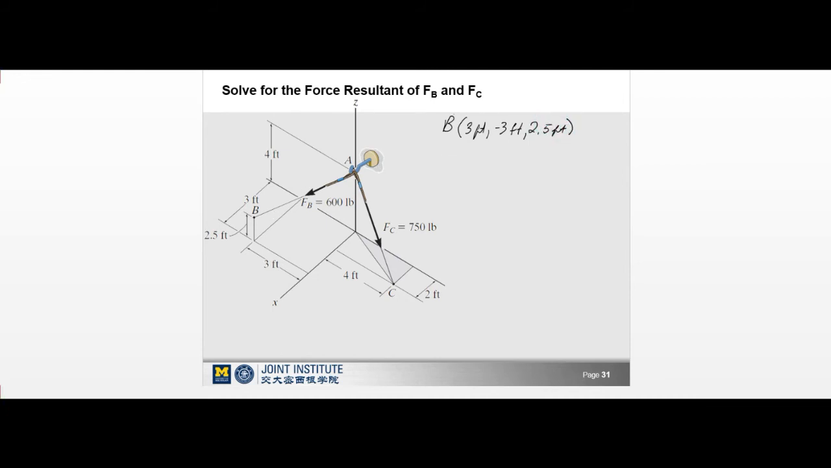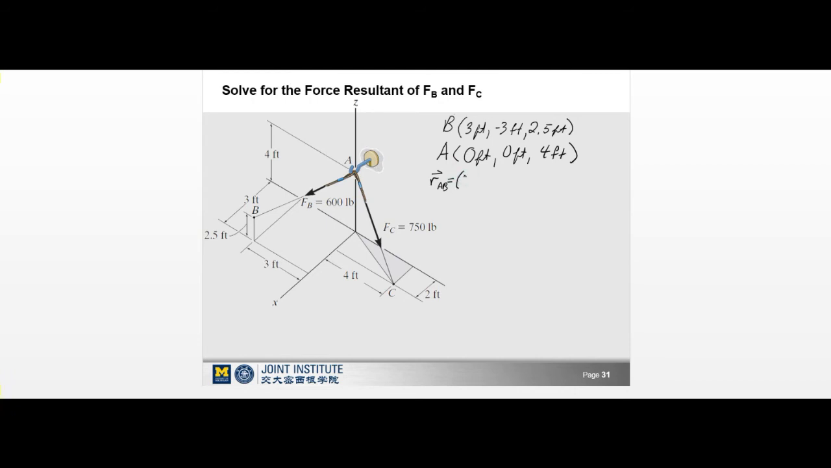Then we have to find the coordinates of A to be able to find the vector RAB. But we'll define that in a second. So the coordinates of A now are, you can see 0 in the x, 0 in the y, and 4 feet in the z. So 0 feet, 0 feet, and 4 feet in the z. All right. So now we can define a vector RAB by the subtraction of these two.